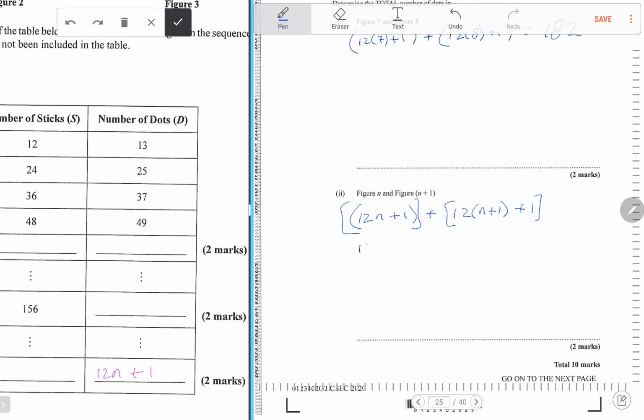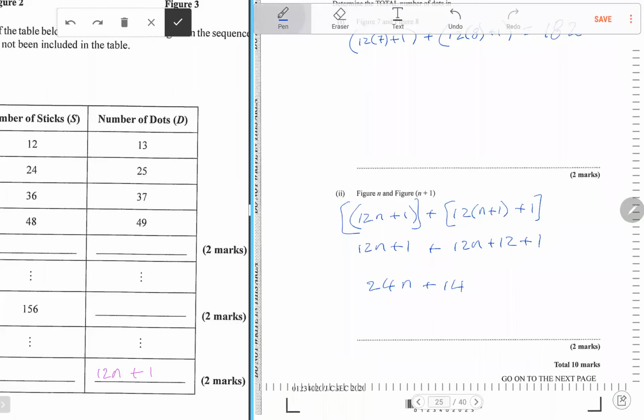So this will be 12n plus 1, plus inside there will be 12n plus 12 plus 1. And the 12n and the 12n is 24n. So you get 24n. And then the 1 and the 12 and the 1 make 14. So you get plus 14. And you're done. That's it, 24n plus 14.